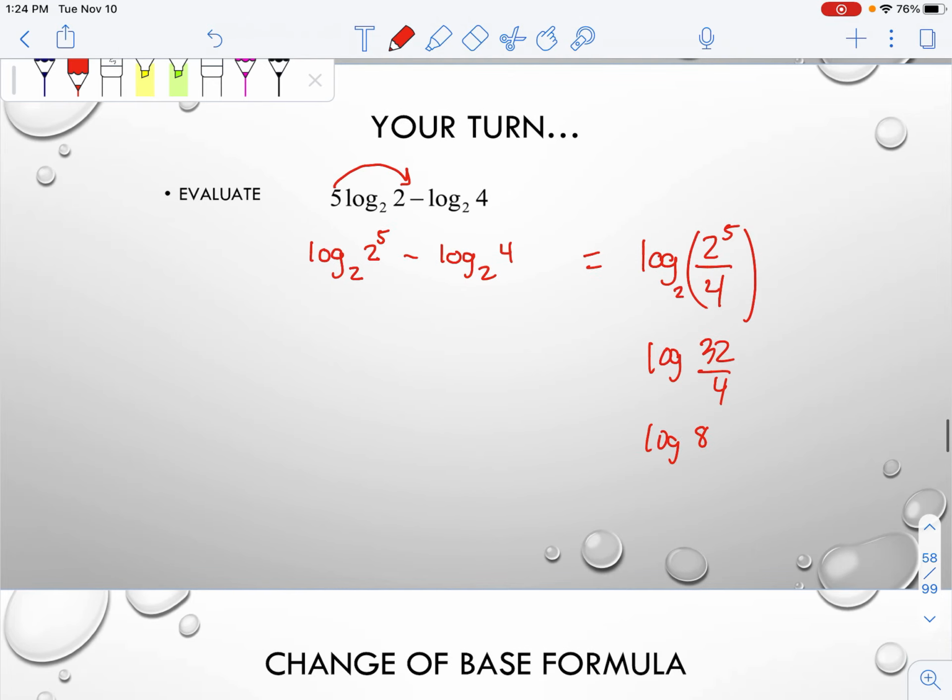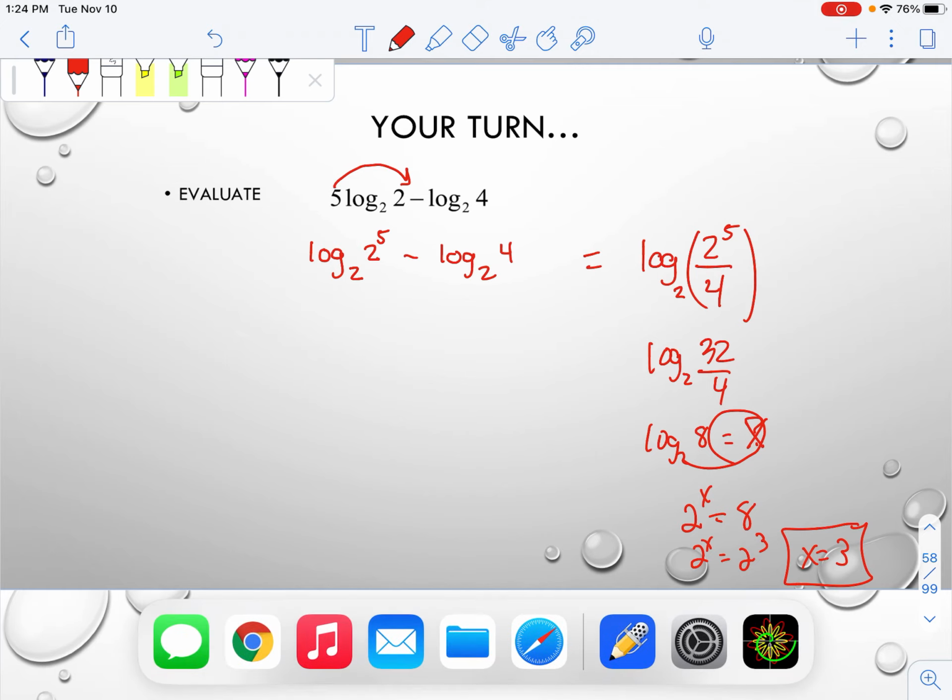I keep forgetting my base. Then I can expand this out. What does that equal? We can call it x. 2 to the what equals 8? Well, that is 2 to the 3rd, therefore x equals 3. So once again, we can confirm this, that we get a 3.